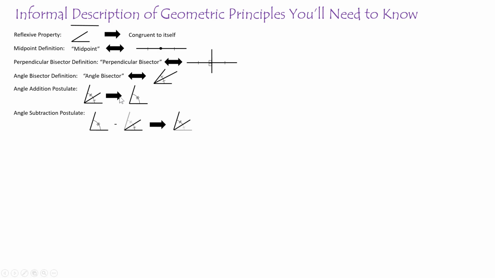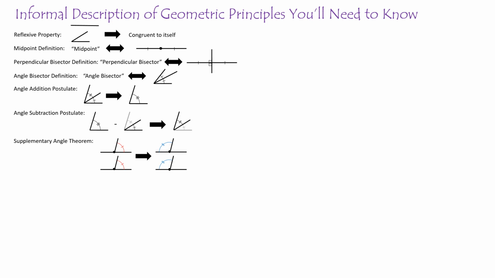Then we have the angle addition postulate, where you know that you can add two angles together, and you add the sides of this angle plus the sides of that angle, and you'll consistently get the sides of the two angles together. So you can add angles together, and you could subtract a smaller angle from a bigger angle, and you get the remainder, the remaining angle.